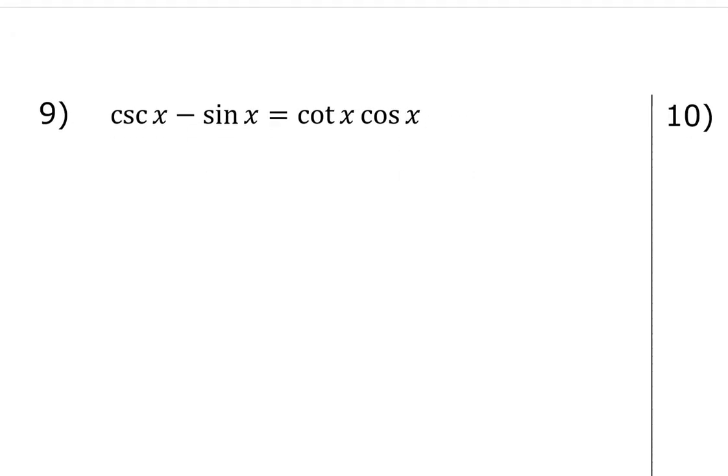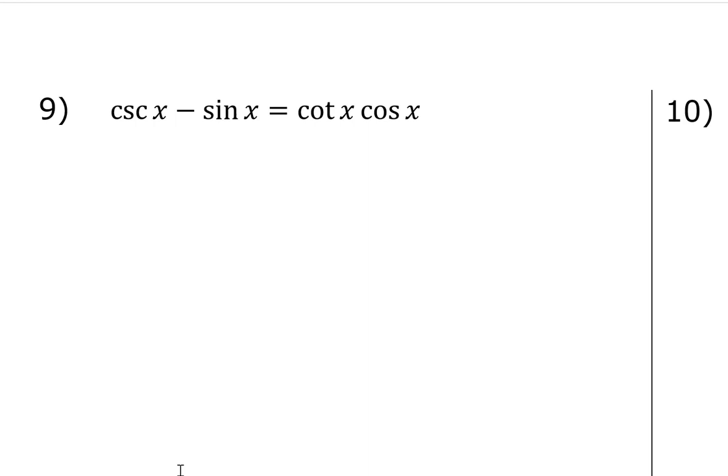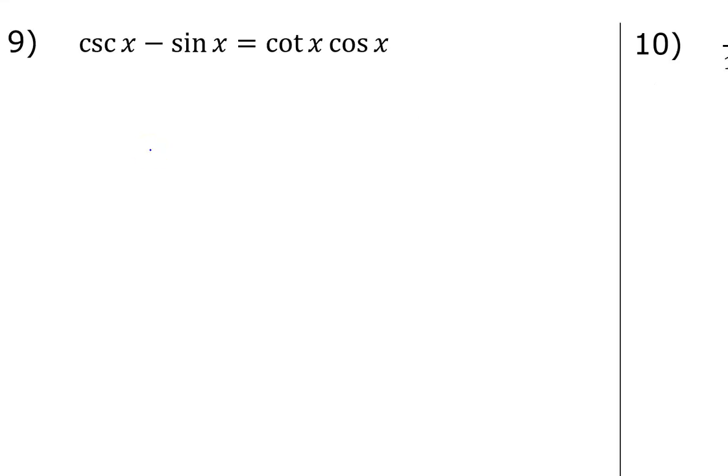Number 9. Okay, again, I'm going to work the left side. And in fact, in general, if I see a minus or a plus, that's the side I pick. I'm going to start with a standard move of writing everything in terms of sine and cosine. So cosecant is 1 over sine. So I have that. And I'm just going to write this as sine over 1.